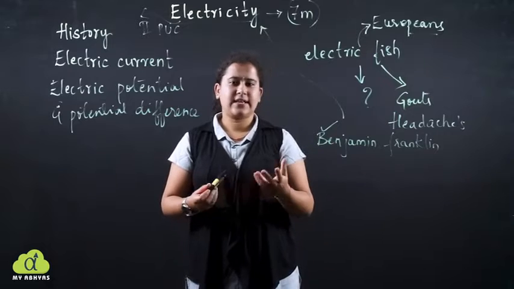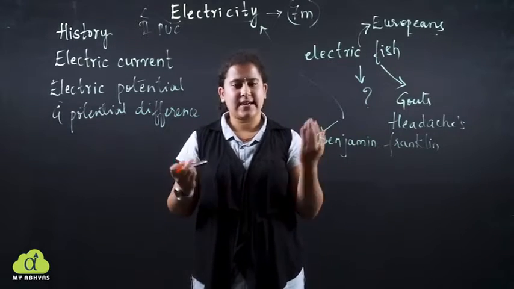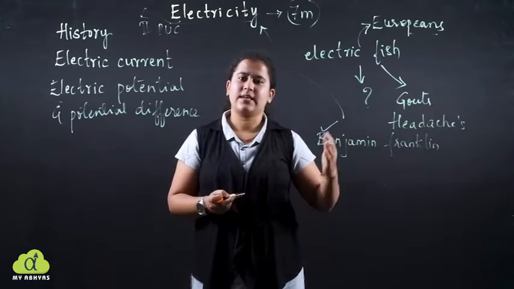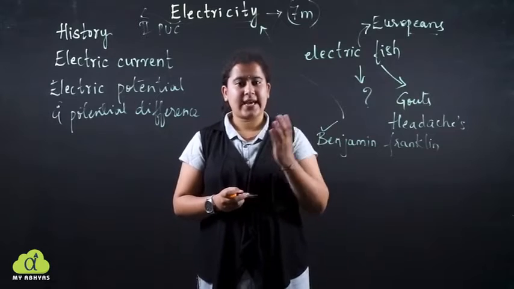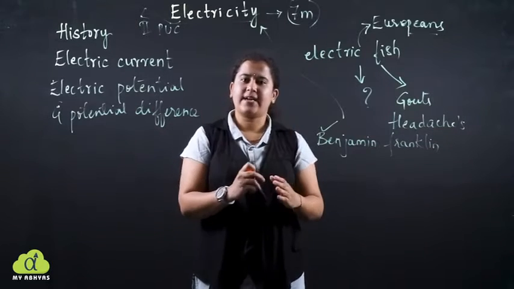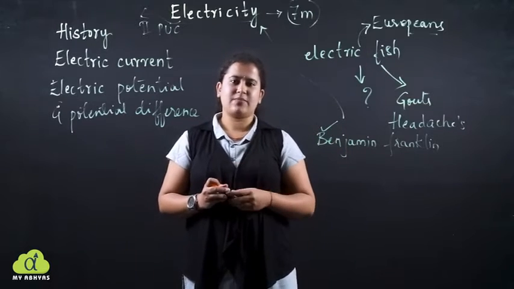After this, there were numerous scientists, Ampere, Volt. These scientists discovered electric current one by one, and then later came Faraday, who merged electric and magnetic concepts and gave a new branch which was called electromagnetism.